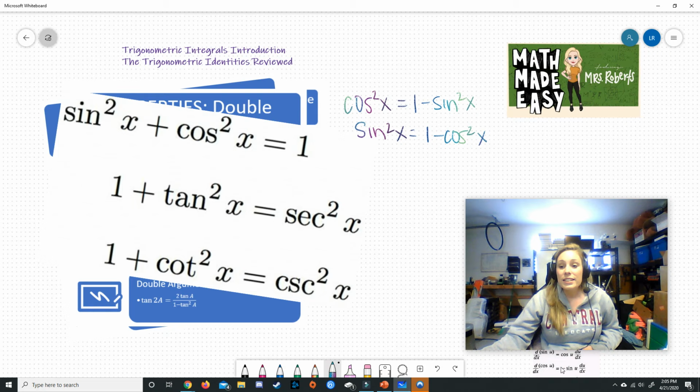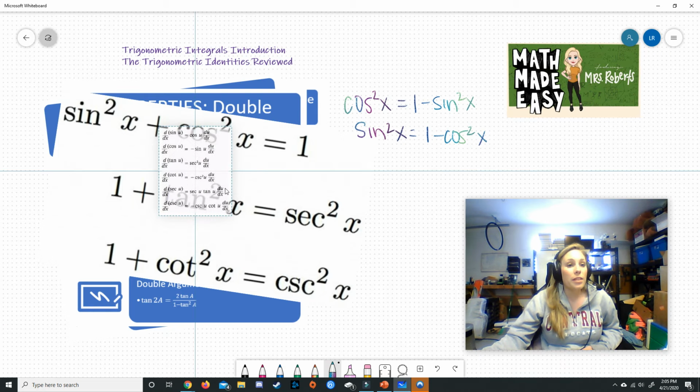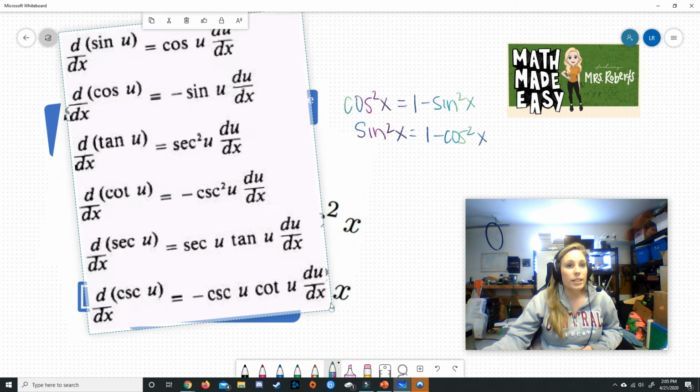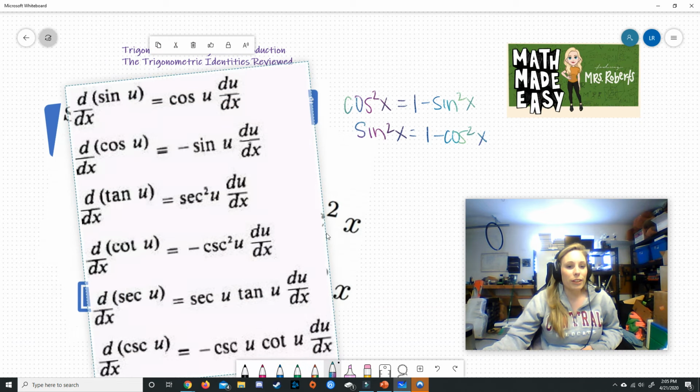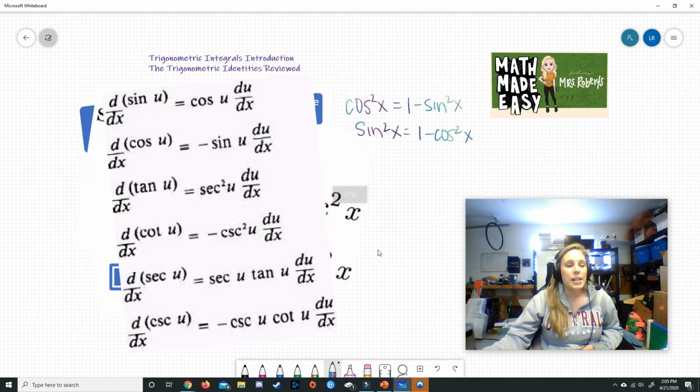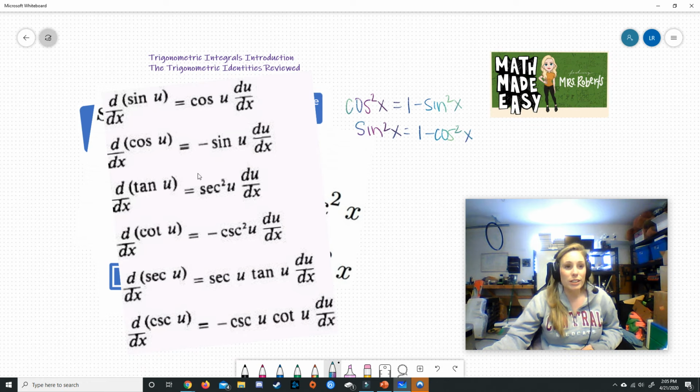Now, the last thing that we want to keep in our back pocket as a reference are the derivatives of each of these trig functions. The derivative of sine is cosine. The derivative of cosine is negative sine. The derivative of tangent is secant squared. The derivative of cotangent is negative cosecant squared. The derivative of secant is secant tangent, and the derivative of cosecant is negative cosecant cotangent.